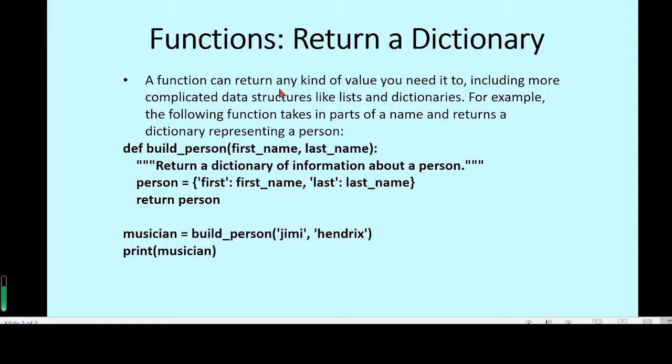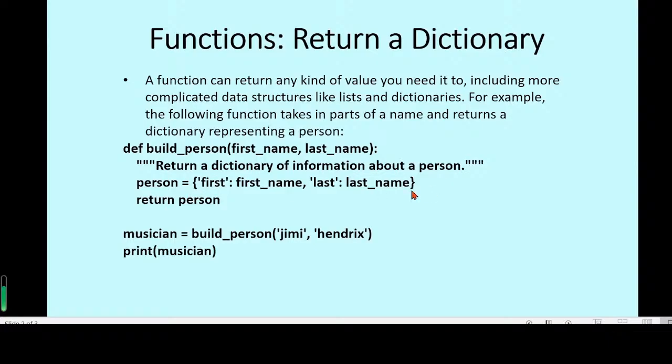A function can return any kind of value you need it to, including more complicated data structures like lists and dictionaries. For example, the following function takes in parts of a name and returns a dictionary representing a person. We define a function called build_person. The information in parameters is first name, last name. The person is a dictionary created in the function.